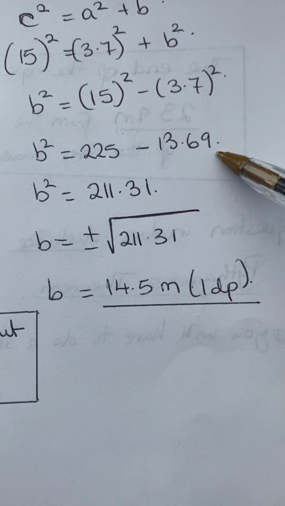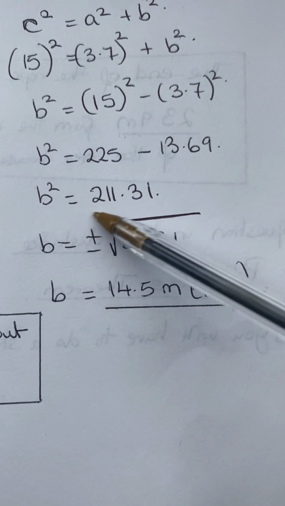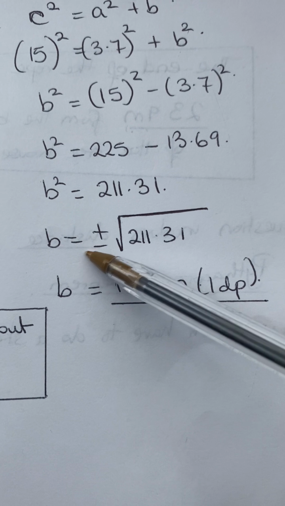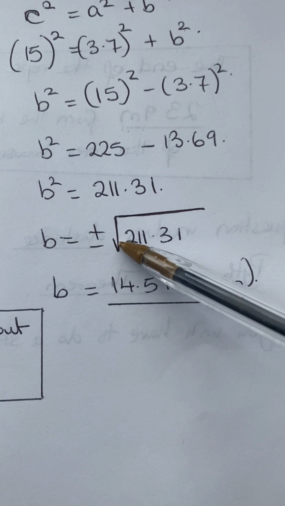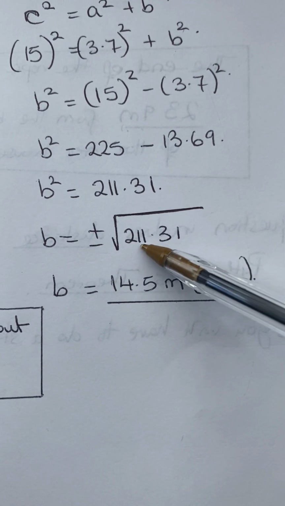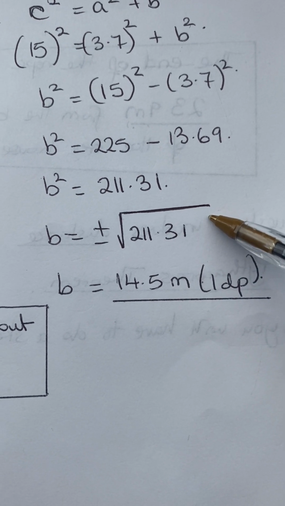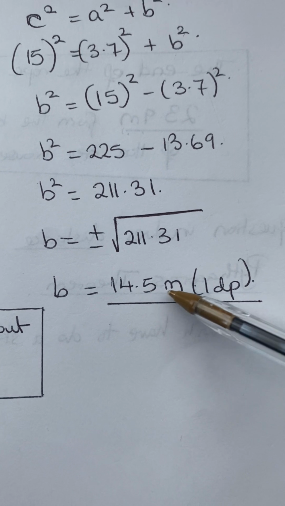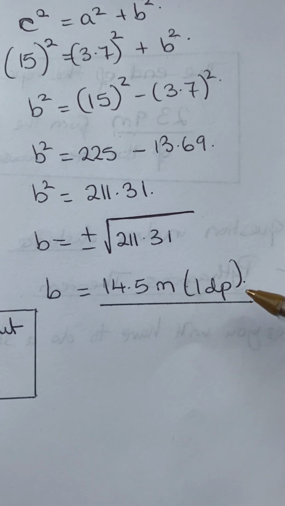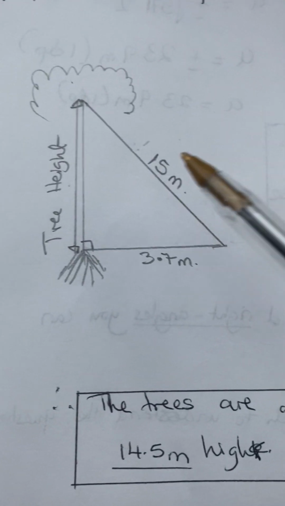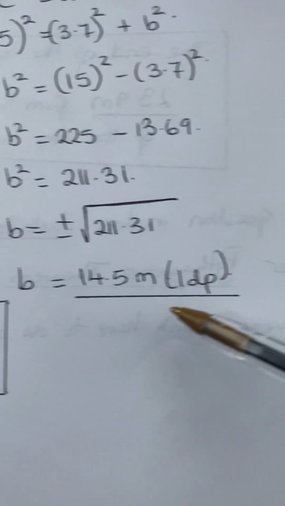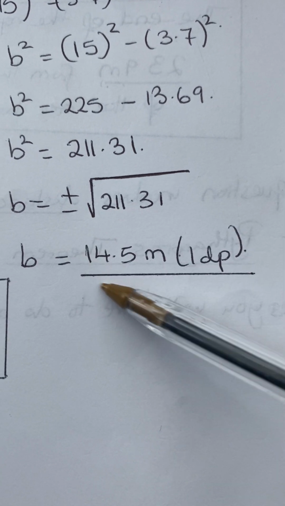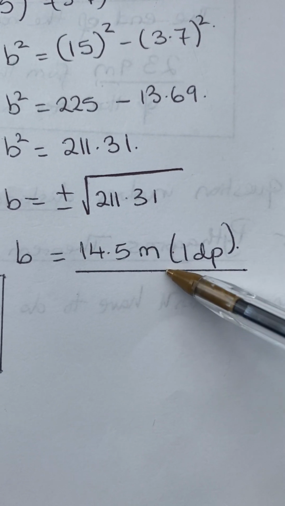Now if you subtract, b squared will be 211.31. So b will be plus or minus the square root of 211.31. So b will be equal to 14.5 meters to 1 decimal place. The question is in meters. So basically, the tree height would have been 14.5 meters.